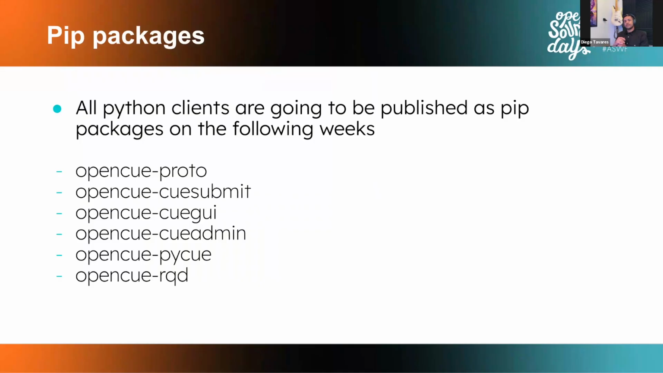Probably next week or 2 weeks from now, we are having pip packages published to a public pip repo, meaning you can simply pip install OpenCue RQD and you get your package installed. So it's way simpler, and it's way easier for new studios or people who just want to experiment with OpenCue without having to commit to downloading the source, understanding how to build it, or things like that.